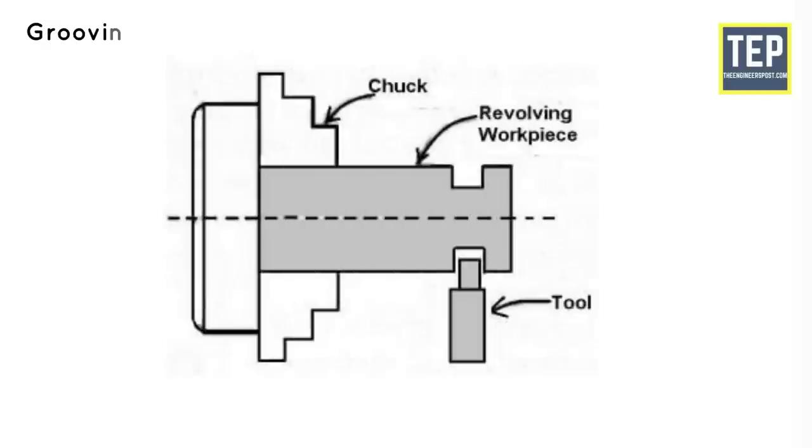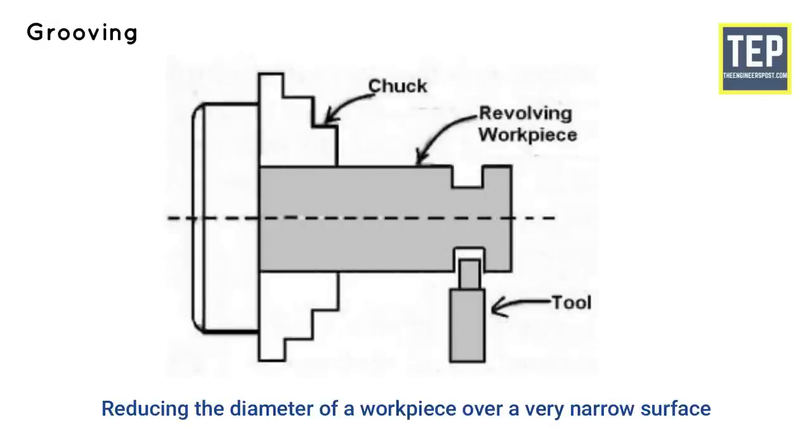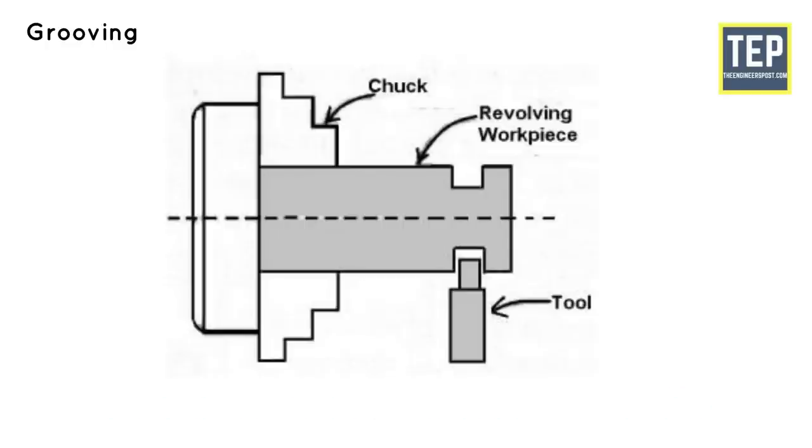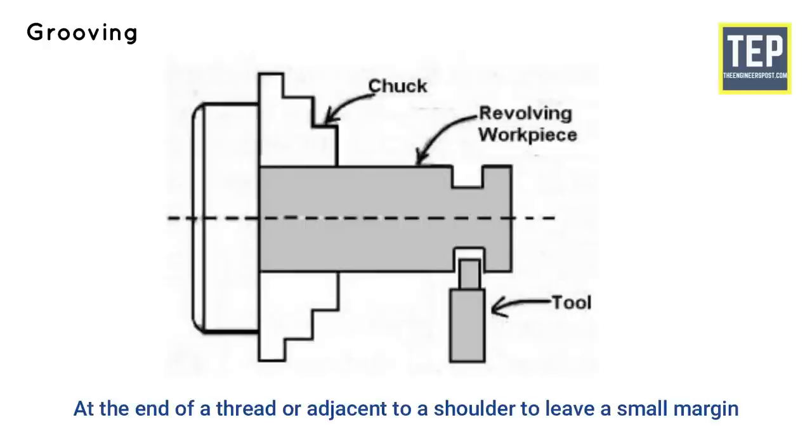Grooving. Grooving is the process of reducing the diameter of a workpiece over a very narrow surface. It is done by a grooving tool. The grooving tool is similar to the parting off tool. It is often done at the end of a thread or adjacent to a shoulder to leave a small margin.